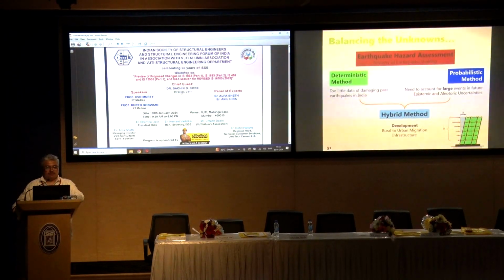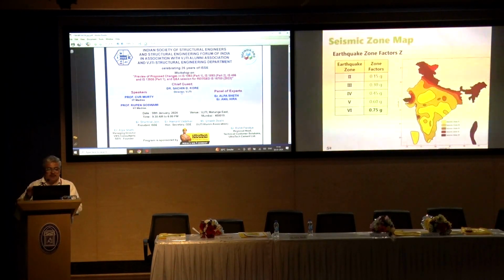As I said, what you are seeing is the output of a hybrid method where deterministic and probabilistic hazard analysis have been used in tandem, and then finally we have this zone map. Now, for practicing engineers, the zone map is the first part. The second part is the zone factor. These zone factor values are the horizontal ground acceleration in each of these zones that you see.